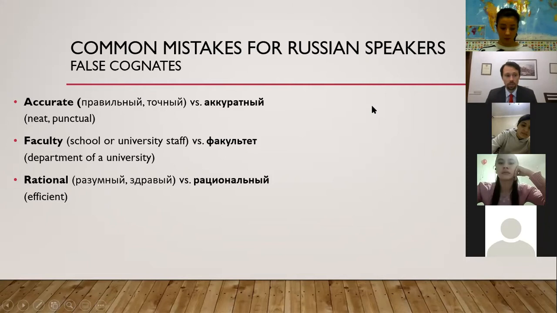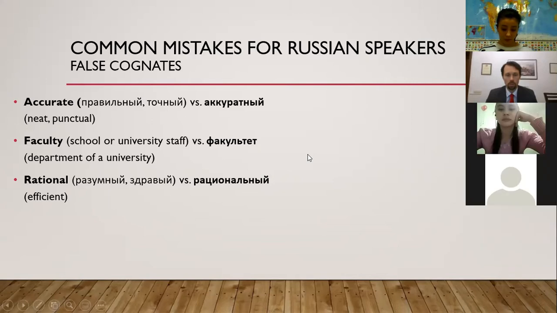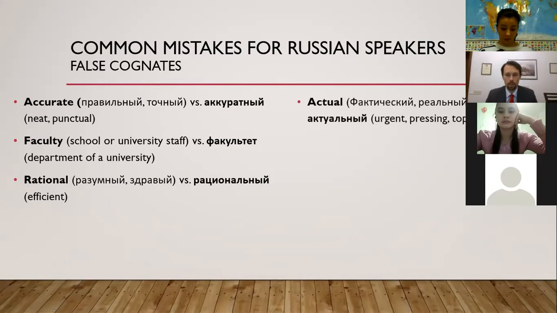Rational. So in English, this means razumny or zdravi, someone who has a clear mind, who's thinking logically, who is making good decisions, correct decisions. In Russian, rationalny means like efficient, something that's done without much waste or done in a quick manner, economical manner.